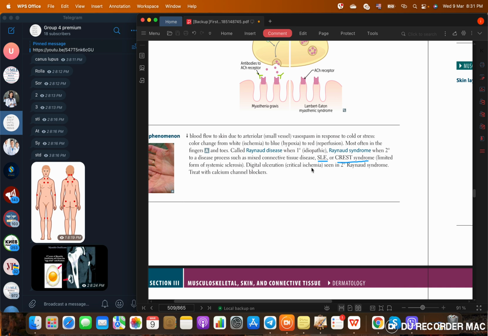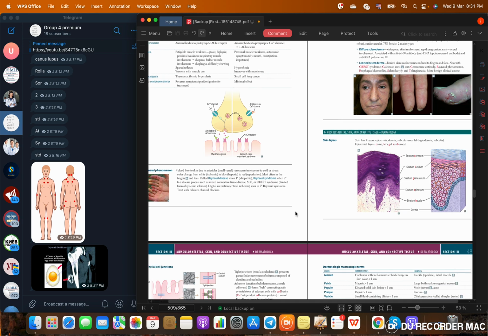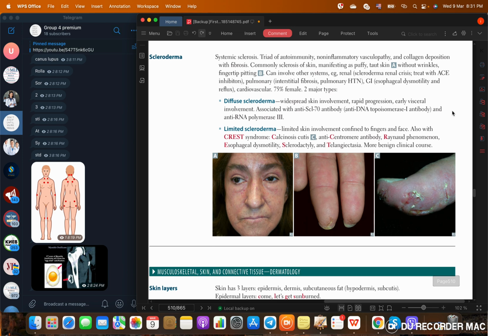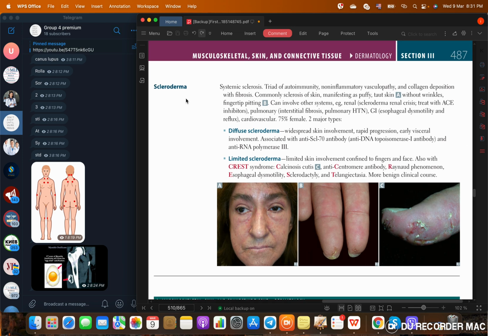Also, we have digital ulceration, a critical ischemia seen in Raynaud syndrome. You can treat it with a calcium channel blocker because it leads to vasodilatation, and by keeping the patient in the warm. Speaking of the devil, scleroderma, as we said, has two types. We have the diffuse type and the limited type. Systemic sclerosis has a triad of autoimmunity, non-inflammatory vasculopathy, and collagen deposition with fibrosis.